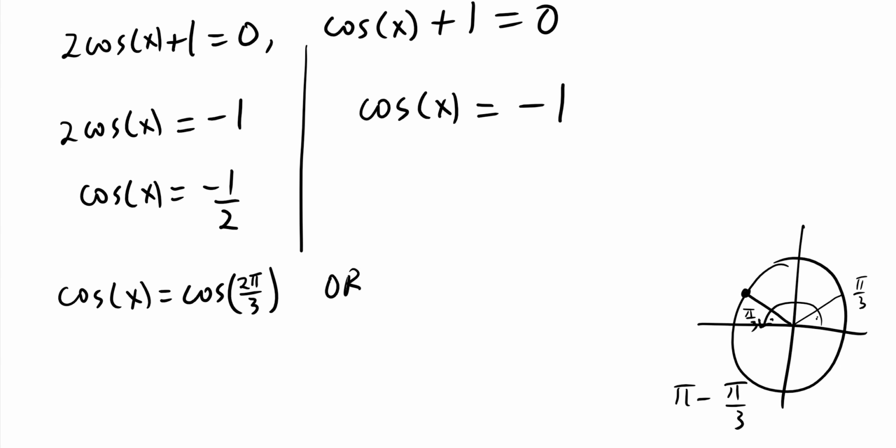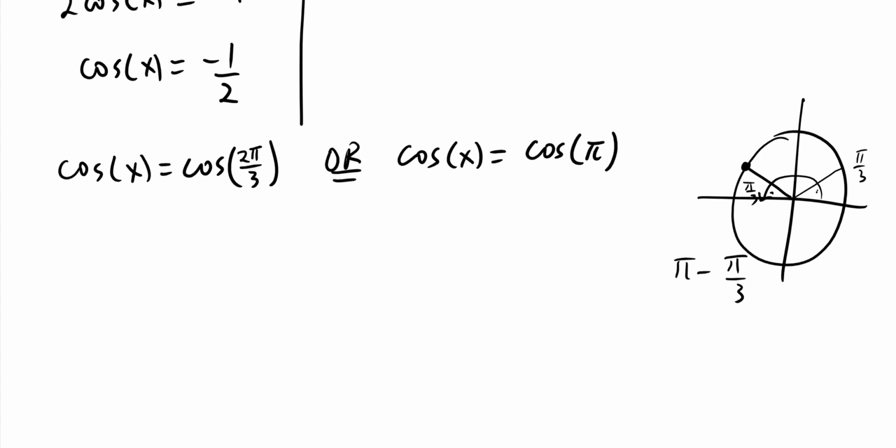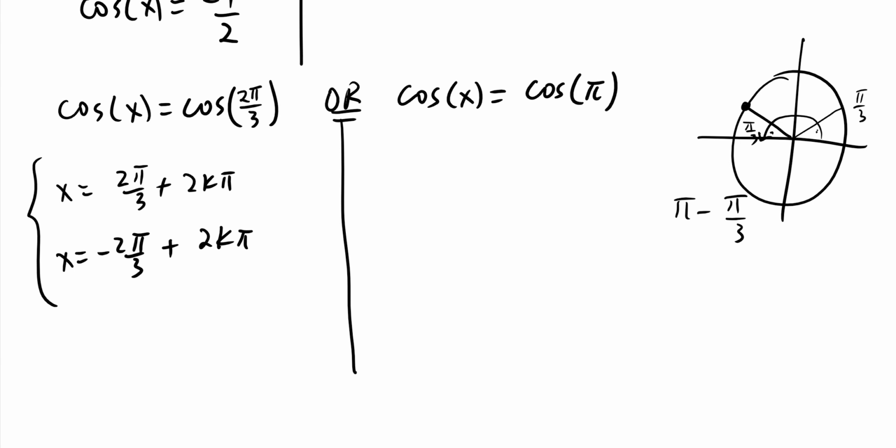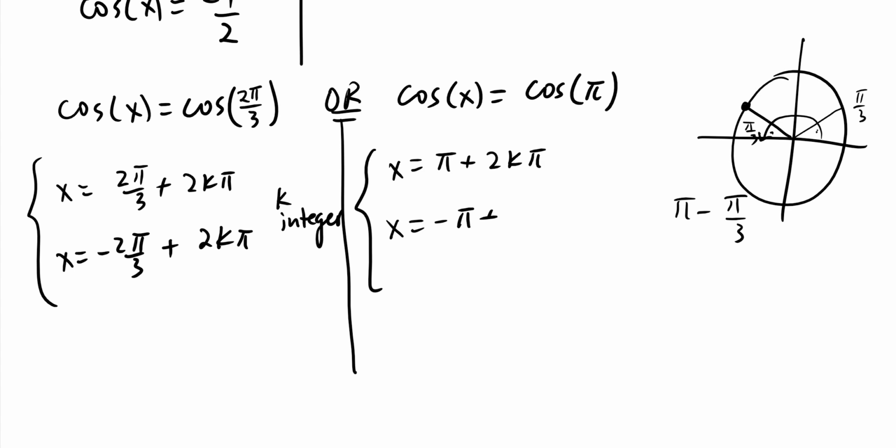The other one, cosine x equals -1, that's easier. That's just pi, cosine pi. So now we're going to finish it up here. Based on the formula we gave you, x equals alpha plus 2k pi, or x equals negative alpha plus 2k pi, k integer. Here, x equals pi plus 2k pi, or x equals negative pi plus 2k pi.